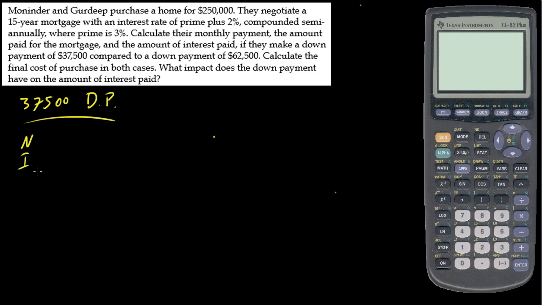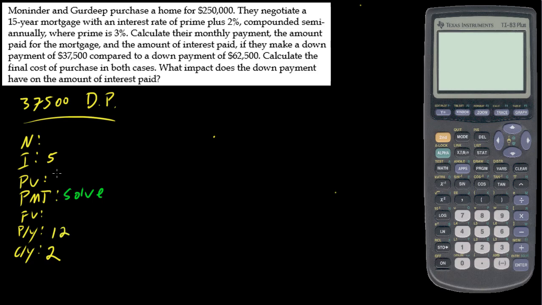So let's set up our TVM solver with N, I%, PV, PMT, FV, P/Y, and C/Y. And let's enter some things into this. Our mortgage is going to be interest at prime plus 2%, so 3 plus 2 is 5. Compounded semi-annually, so that's going to be a 2 down here. We don't know what our PMT is going to be, so that's what we're solving for. But we do know that we're going to be making monthly mortgage payments, so P/Y is going to be 12.